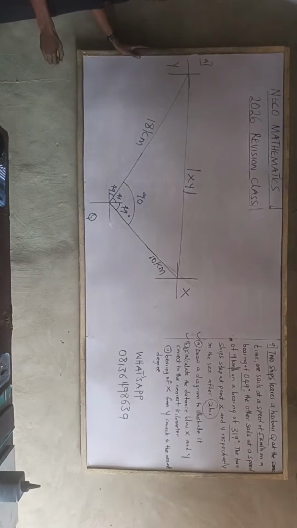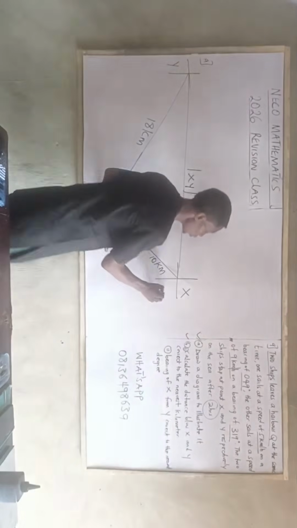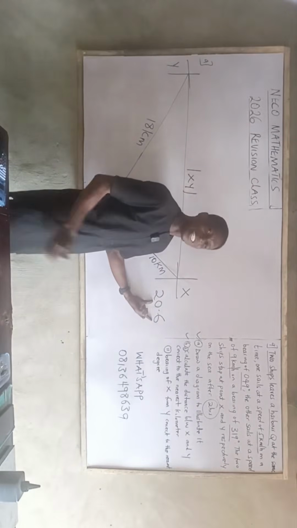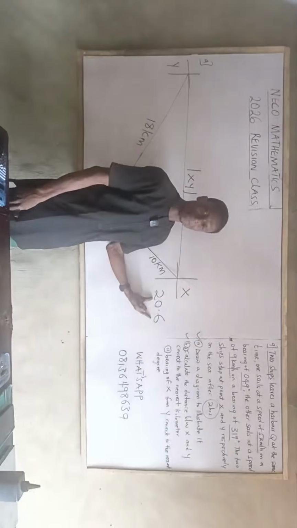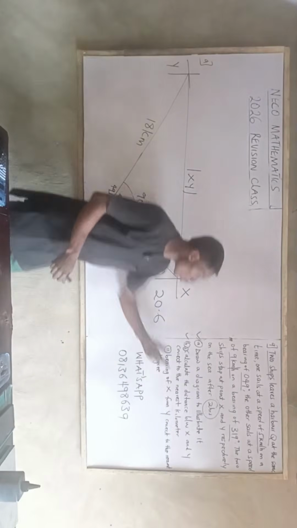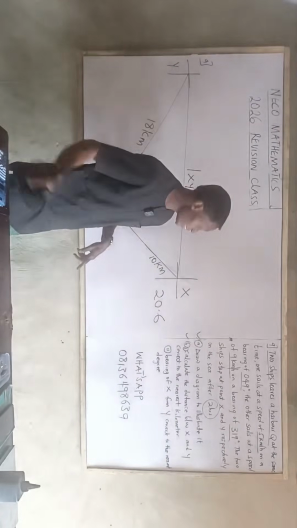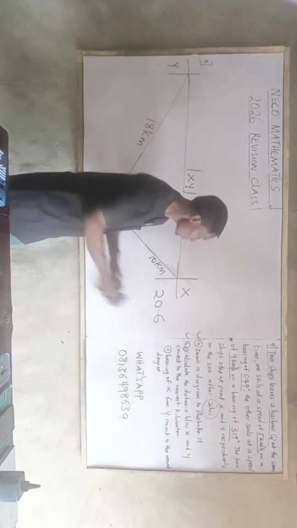20.6 also correct. No, 20.59. 20.6 is correct, but not exactly to the next whole number. This is just to one decimal place. If you have to do it to the nearest kilometer, it should be 21, not 20.6. This is correct if and only if you have to do it to one decimal place. Is that correct? All right.